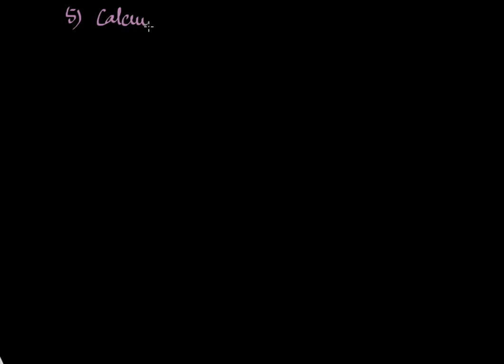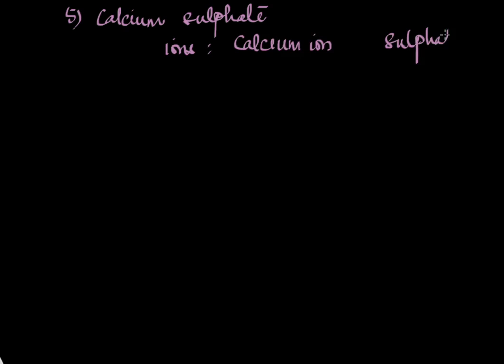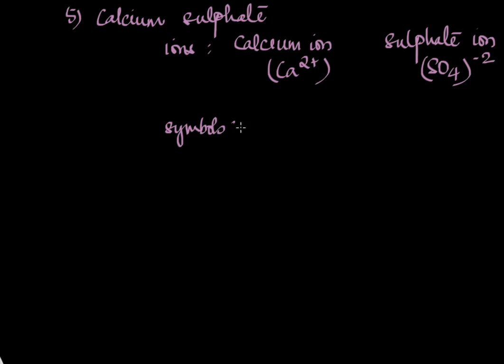Calcium sulfate. Okay, now calcium sulfate will follow the same steps. The ions present are calcium ion and the sulfate ion. Calcium ion is written as Ca2+ and sulfate ion is SO4, together having a charge of 2-. The symbols are Ca for calcium and SO4 for sulfate. Valency of calcium is 2 and valency for sulfate is also 2.